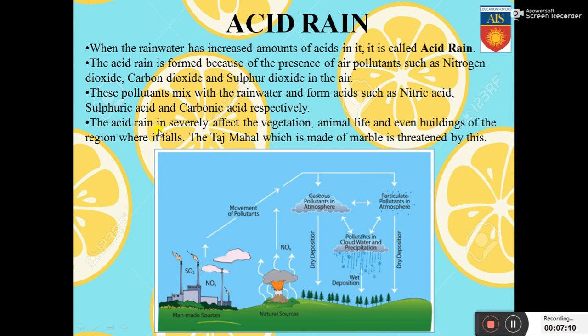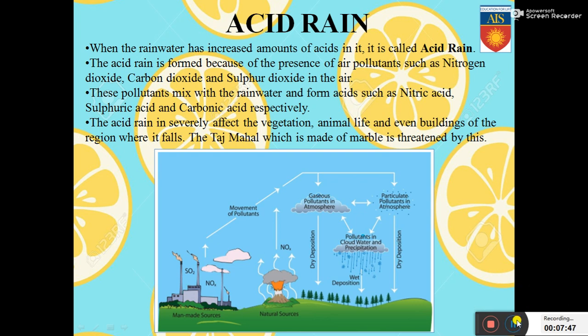And what is the effect of acid rain? As going by its name, it's very corrosive. It severely affects the vegetation, animal life and even buildings of the region where it falls. An example is the Taj Mahal, which was made of marble. It is threatened by the acid rain due to the immense amount of pollution in the region, due to the presence of factories and pollutants being released by vehicles. The vegetation has been harmed, the animal life has been harmed and even the buildings are being harmed.